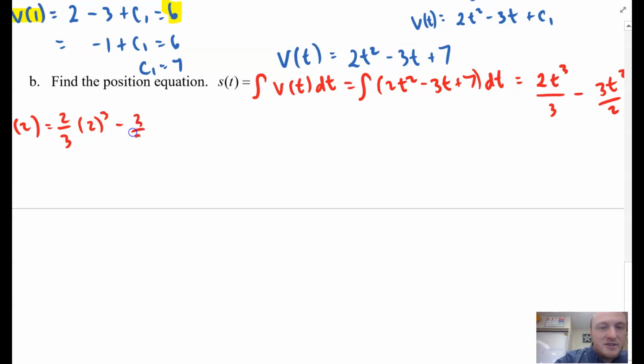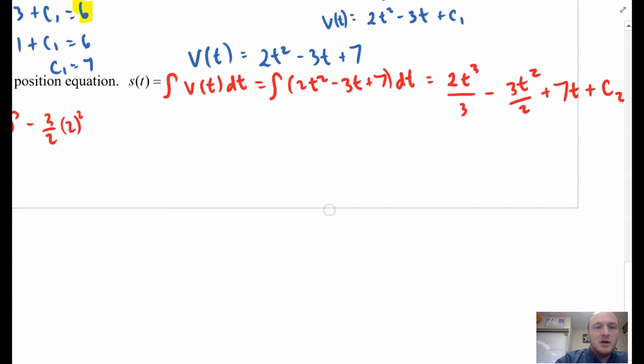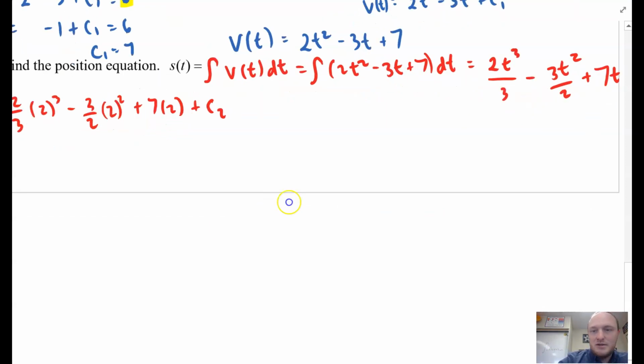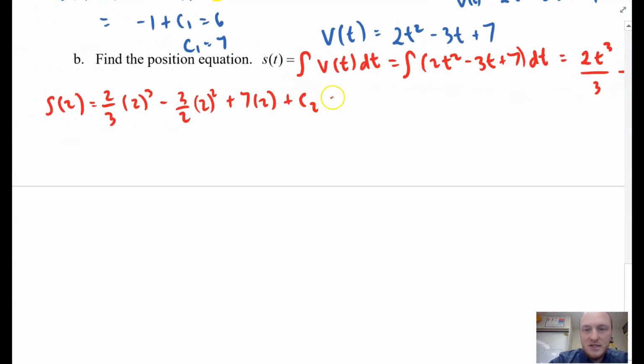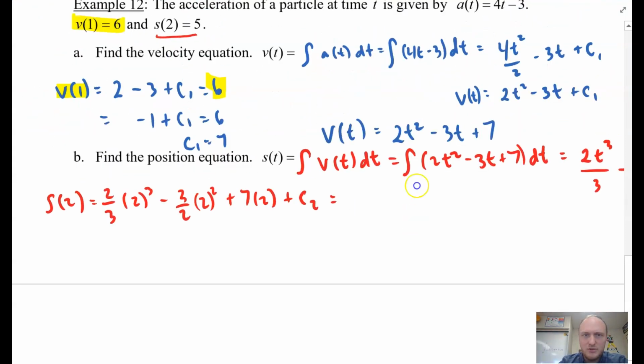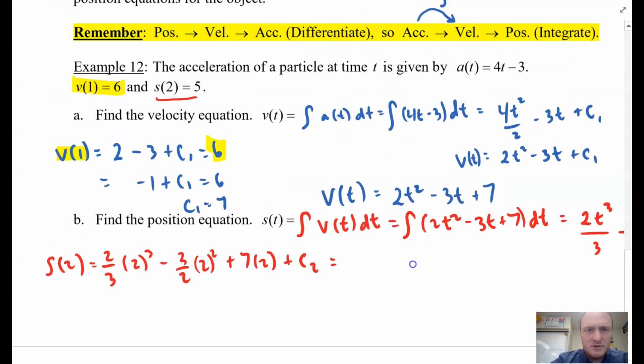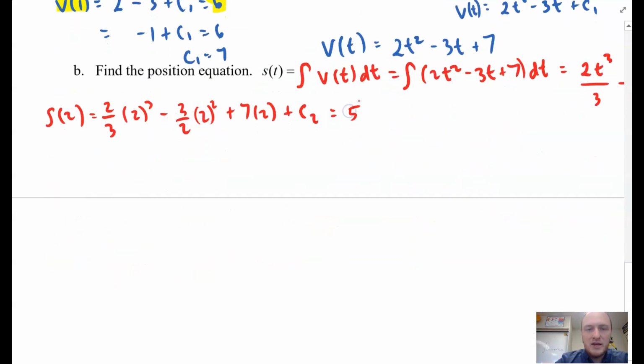Okay, minus 3/2 times 2 squared plus 7 times 2 plus C2. And I know that all of this is equal to 5. Wait, 5? Yeah, 5. Okay, so let's simplify. This gives us 16/3 minus 6 plus 14 plus C2 is equal to 5.